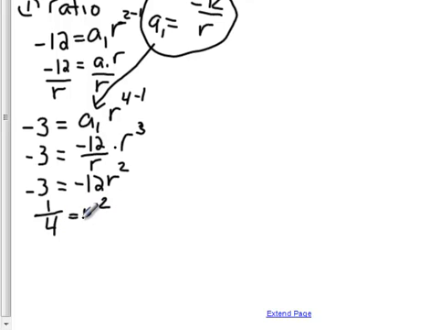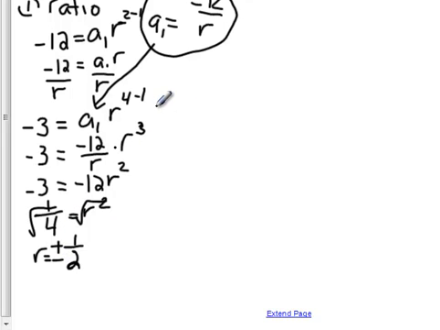How do I get it to be unsquared? I take the square root. But when you take the square root, remember, you need plus or minus. So when it is plus or minus, well, square root of 1/4 just gives you 1/2. So I have plus or minus 1/2. Alright, now we have our r and we have our a1.